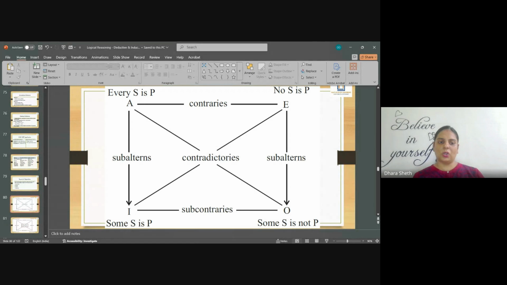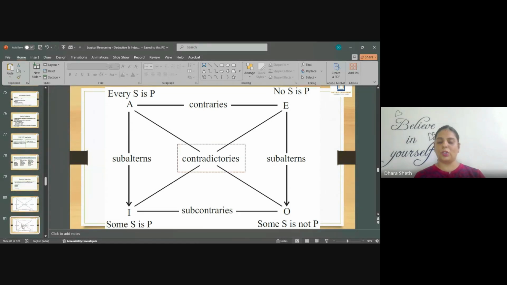Now let's go for the first relationship. Contradictories. The relationship between A and O, and E and I, is that of contradictories. So what is that?